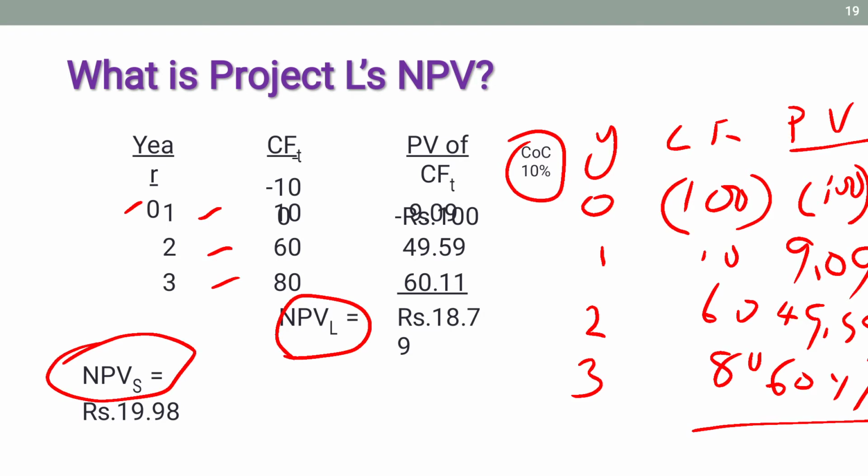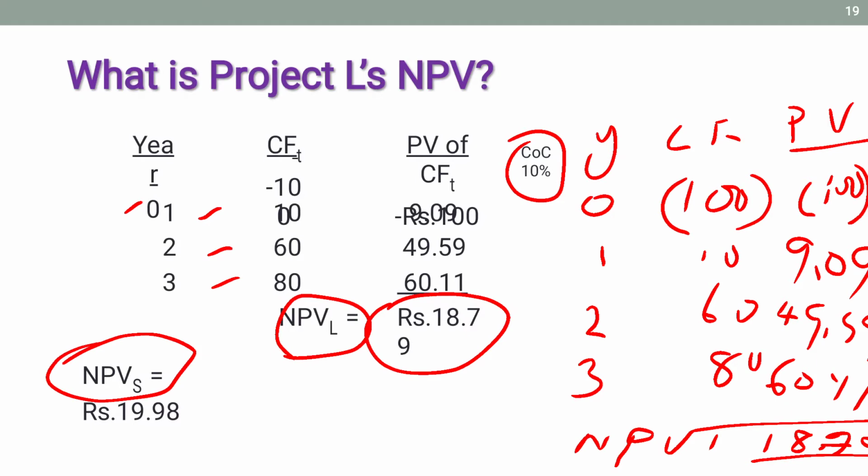So NPV is equal to 18.79, right, rupees. This is the value. NPV is equal to rupees 18.79.